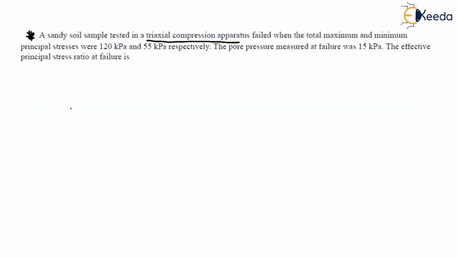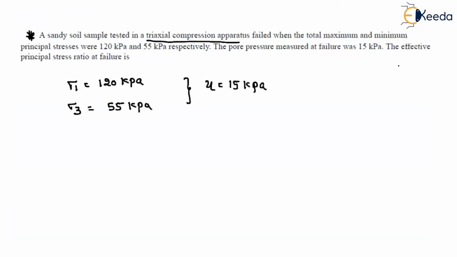If you understand this, they have given the principal stresses, major and minor. What is the major principal stress corresponding to the given data? 120 kilopascal. What about the minor principal stress? 55 kilopascal. And they have also given the pore water pressure. How much is it? 15 kilopascal. So what do they want? They want nothing but the effective principal stresses ratio.